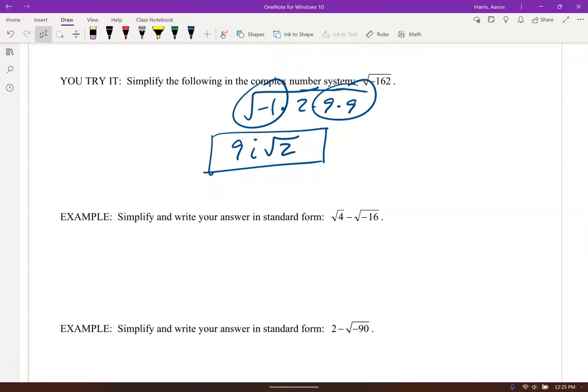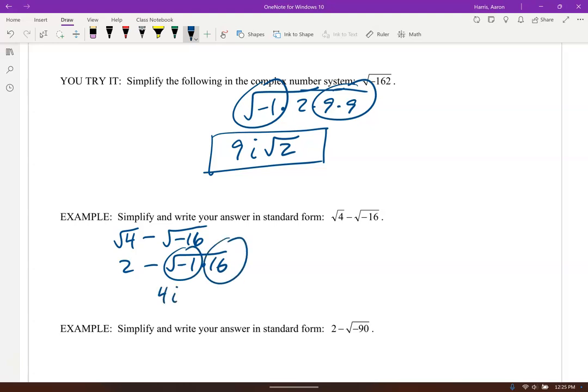Let's do this next one. Square root of 4 minus square root of negative 16. Well, square root of 4 is 2 minus, now I'm going to write this as negative 1 times 16. I know the square root of negative 1 is i. I know the square root of 16 is 4. So this just ends up being 2 minus 4i.